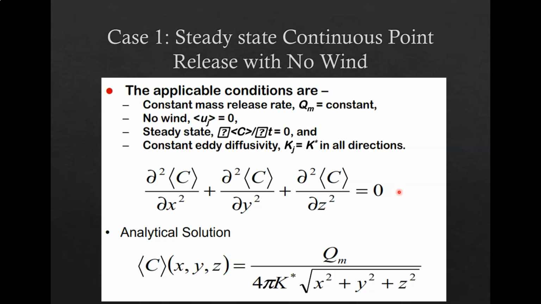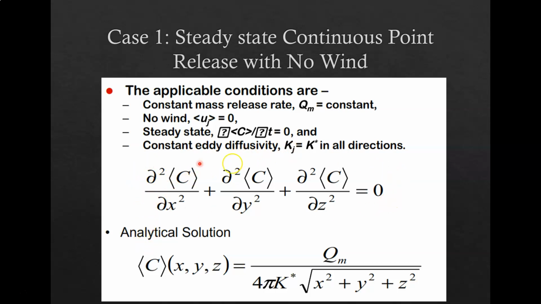So this is case 1, where a steady state continuous point release with no wind. So there is no wind involved, only a steady state continuous point release. The applicable conditions are constant mass release rate. QM is constant. There is no wind, meaning that our wind velocity is 0. We have a steady state, so the concentration is constant, and eddy diffusivity is also treated as a constant.